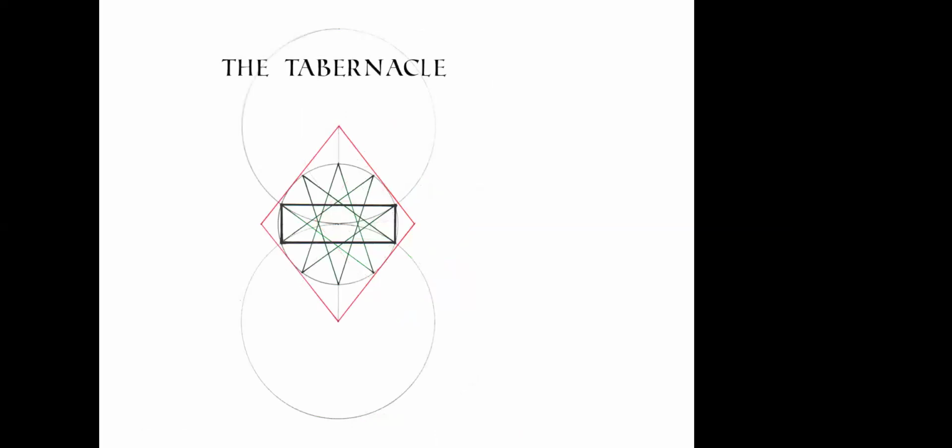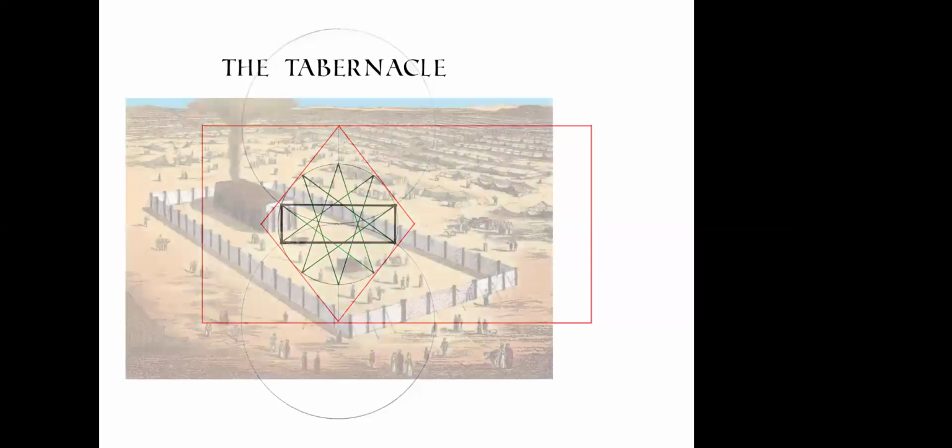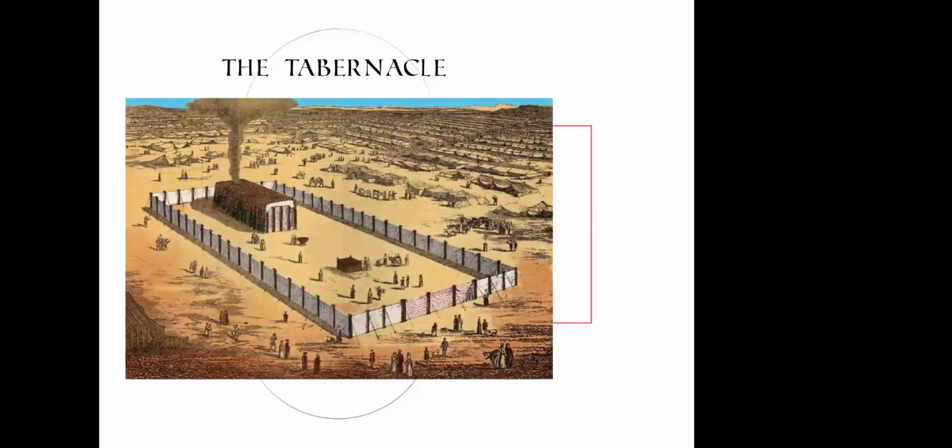So the tabernacle. Now the tabernacle, the way in which it seems to use this geometry is like so. You have an enclosure around the tabernacle, which is 50 cubits by 100 cubits. And then if you put this rhombus diagram within the width of the tabernacle, that rectangle gives you where the tabernacle ground plan is. Now, here's a sort of an artist's image of the tabernacle.